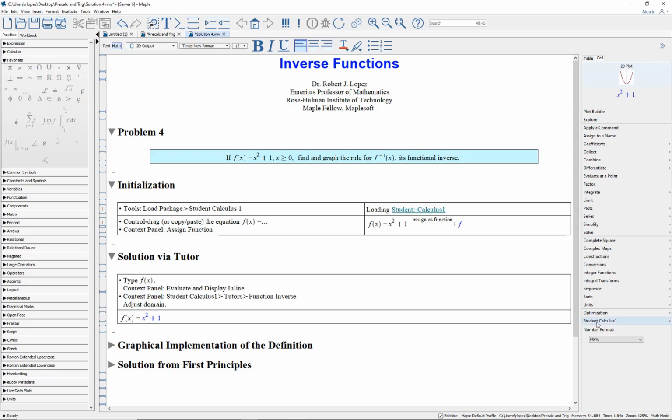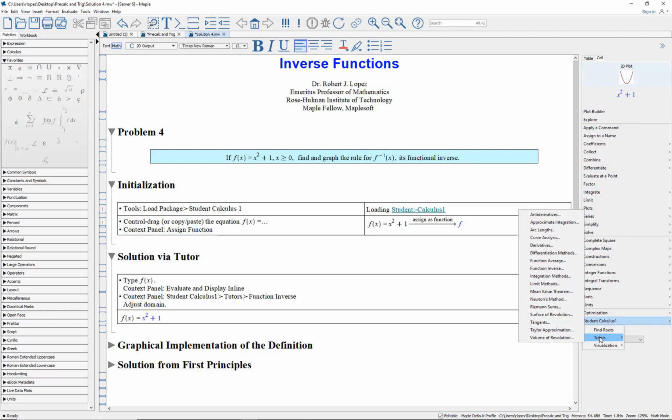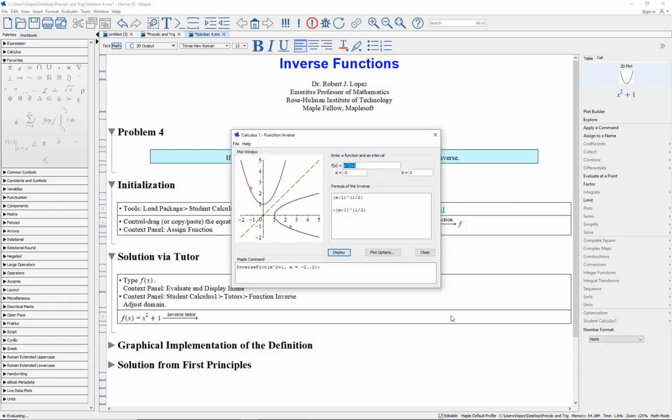Then I go down to Student Calculus 1, and I have access to the tutors in Calculus 1 that make sense to apply to this expression. Function inverse. So that launches the tutor with x squared plus 1 already in it. It has a default domain minus 2 to 2. Ours is x greater than or equal to 0, so we'll put a 0 there.